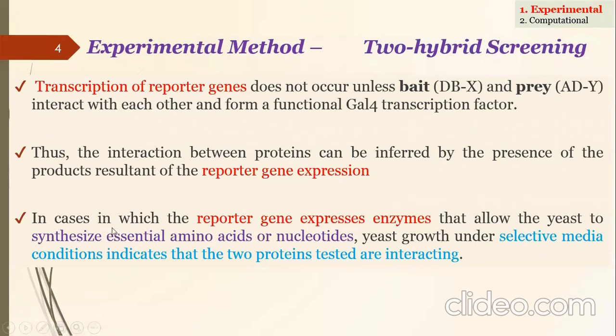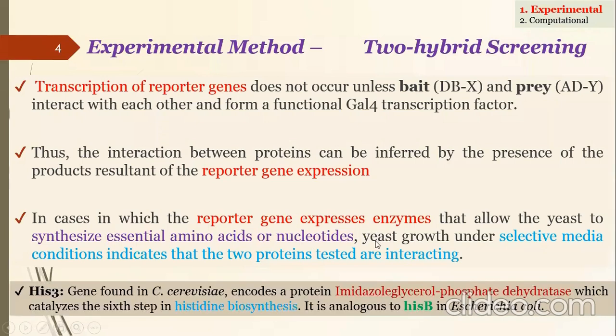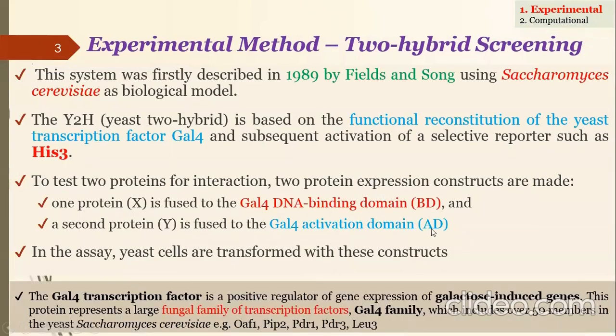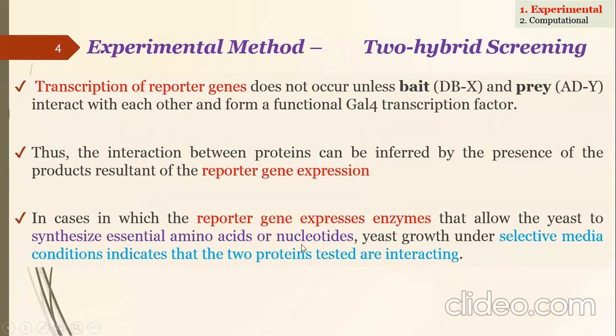This is a very important point. If we want to express a gene which is important to synthesize a specific product, and that specific product is an essential amino acid, then what we will do is we will not add that essential amino acid in the media. Got it or not?